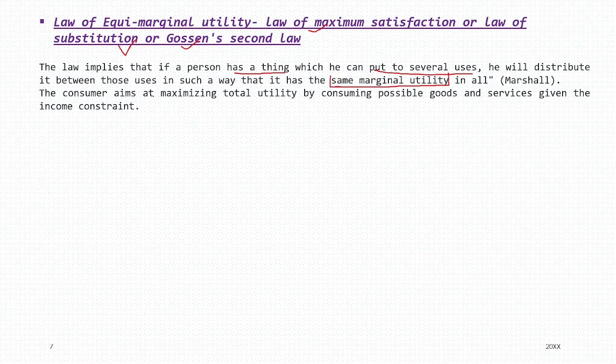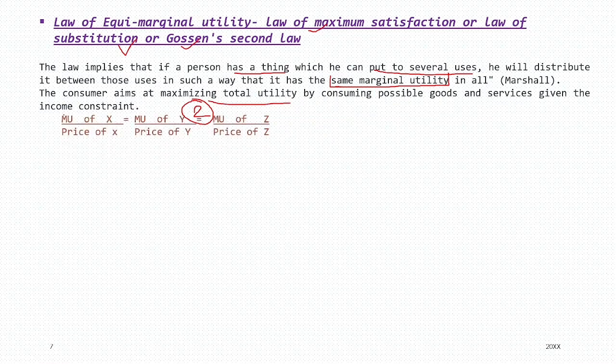Now what is important here is that in the law of equi-marginal utility we have to take more than one good. In the law of diminishing marginal utility, we were talking about only one good, but here we are talking about more than one good. That is, two goods, X and Y, and we are studying how a consumer spends money on both the goods. So what a consumer does is he tries to gain maximum total utility. And how does he do this? By having the marginal utility of both the goods equal. So this is what the consumer does.